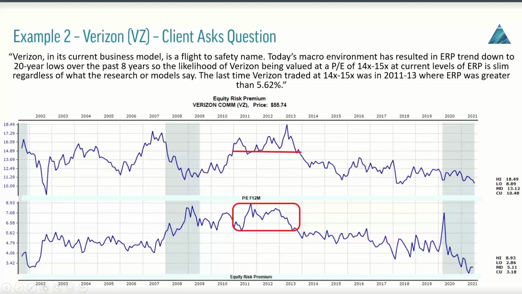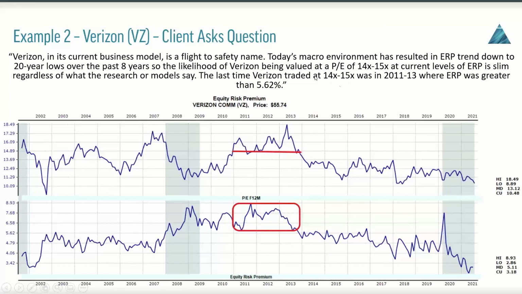And the response here, if you do the equity risk premium analysis, right? So Verizon in its current business model happens to be a flight to safety name. And today's macro environment has resulted in equity risk premium trend down to 20-year lows over the past 8 years. So the likelihood of Verizon being valued at a PE of 14 to 15 times at current levels of equity risk premium, remember, over the past 8 years, this has been a completely risk-off environment as equity risk premium has just been continued driven down, down, down.